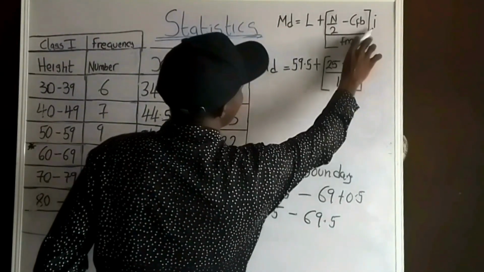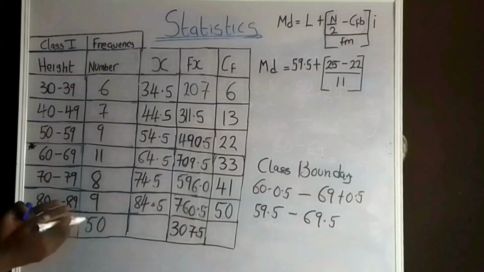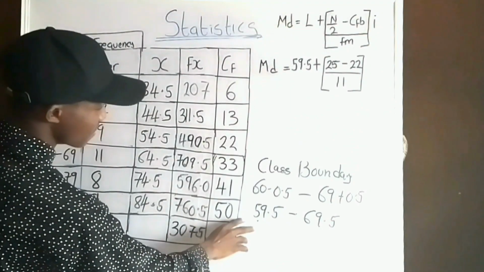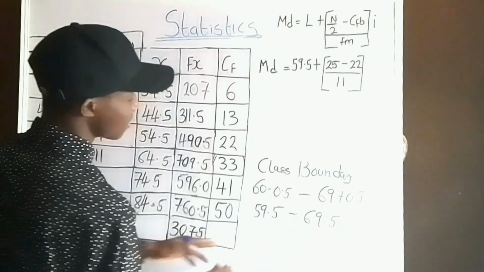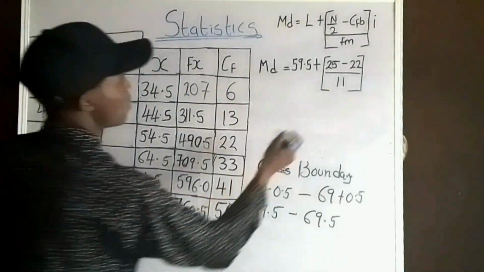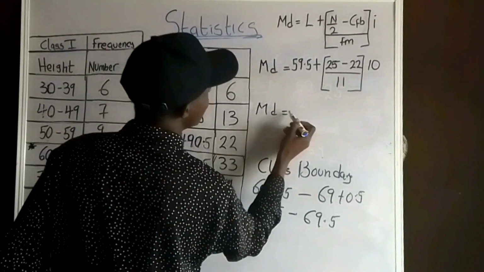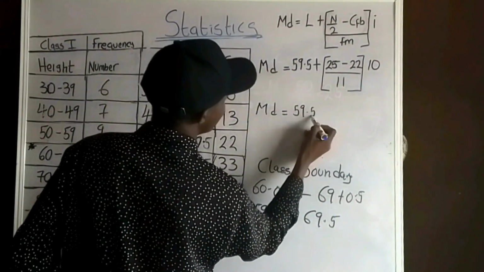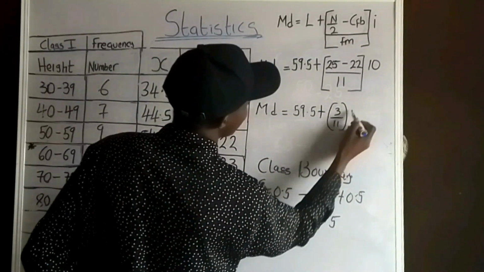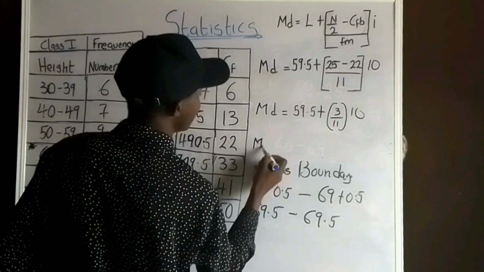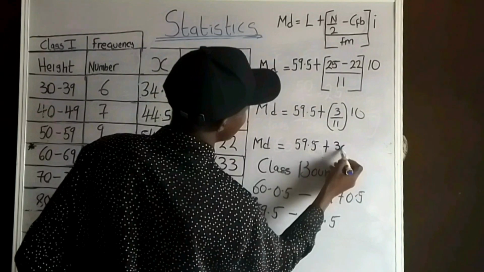And multiplied by I. Don't forget that I is the class width, and the class width is gotten by subtracting the lower class boundary, which is 59.5, from the upper class boundary, that is 69.5. 69.5 minus 59.5 is 10. So multiply by 10. So the median is equal to 59.5 plus 3 over 11 multiplied by 10. The median is equal to 59.5 plus 30 all over 11.